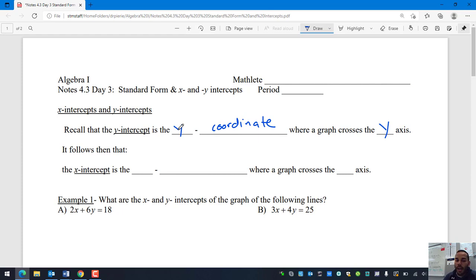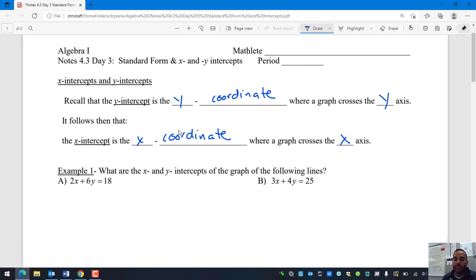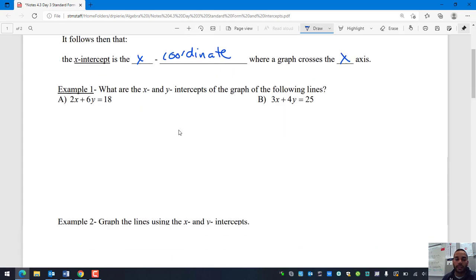If the y-intercept is where the line crosses the y-axis, it makes pretty good sense that the x-intercept is the x-coordinate where the graph crosses the x-axis. All these are basically just two points on any given line that we graph, but they're special points because they're where they cross the x and y axis.